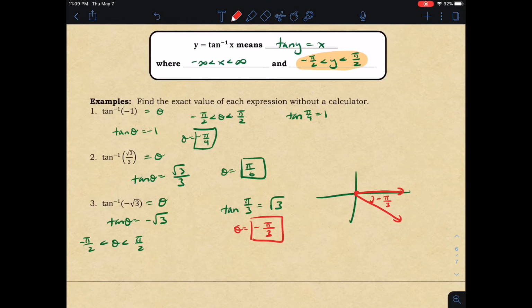So hopefully you're able to get that correct. If you didn't, learn from your mistakes moving forward.